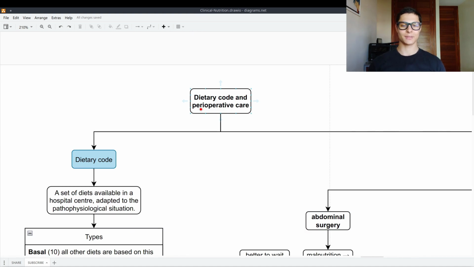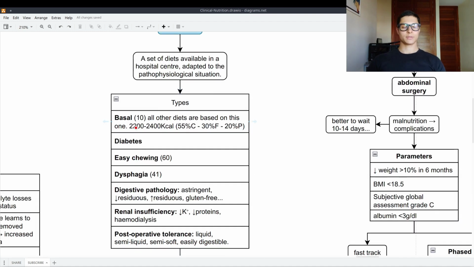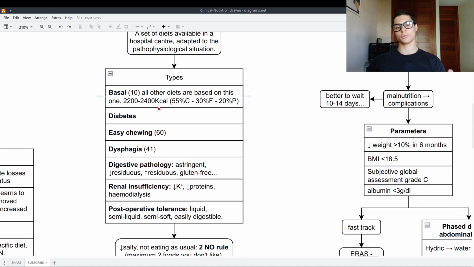Okay, so now let's take a look at the perioperative care and the dietary code. The dietary code is a set of diets available in a hospital center adapted to the physiopathology of the individuals present there. Type basal, which is marked as number 10, all the diets are based on this, and it's about 2200 to 2400 kilocalories, with the macros distributed in 55% of carbs, 30% of fats, and 20% of proteins. And I know that this is not 100%, but that's what the book said.